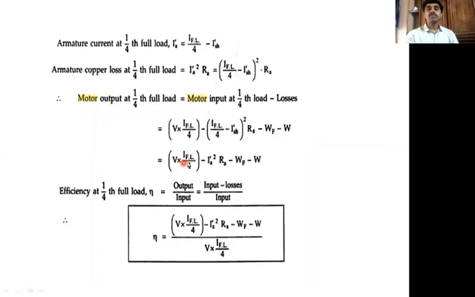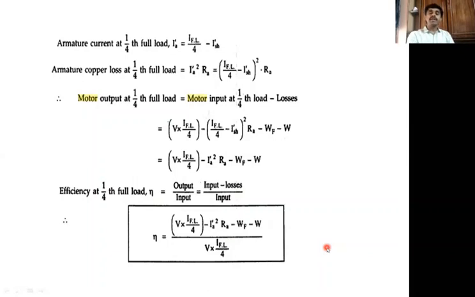So therefore, V into IFL by 4 minus the armature copper loss minus field copper loss minus stray loss is nothing but the motor output at 1/4 of the full load. Therefore, efficiency at 1/4 of the full load is given by output by input, that is input minus losses divided by input. So this is the total input, and these are the total losses, divided by input at 1/4 of the full load.